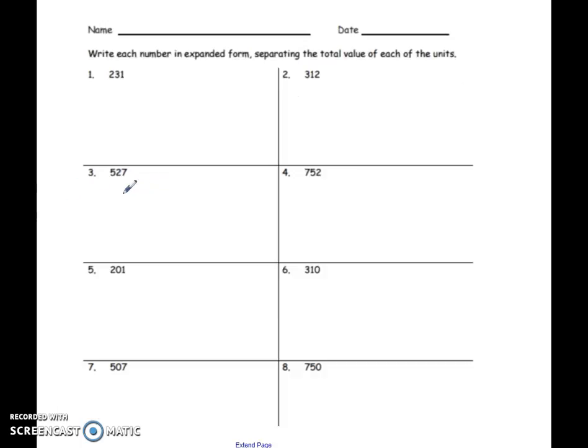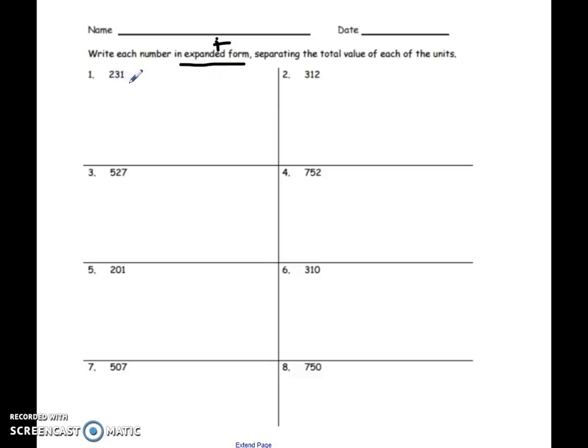So let's take a look at today's workbook page. You need to find Lesson 6 problem set in your workbook. It will look like this. So let's take a look at our directions. It says write each number in expanded form, separating the total value of each of the units. Remember, expanded form is where we have a plus sign. So I'm going to use a number bond to help me write expanded form.